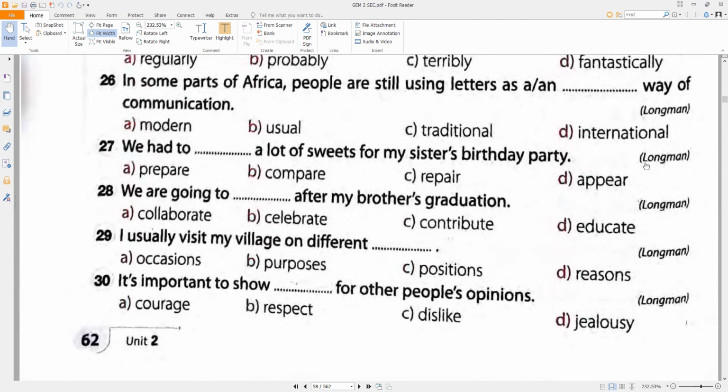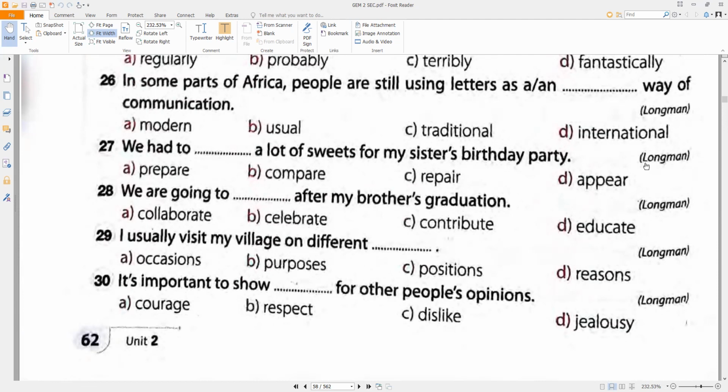Number 26. In some parts of Africa, people are still using letters as a traditional way of communication. Modern, usual, traditional, international. Yes, traditional. Very good.